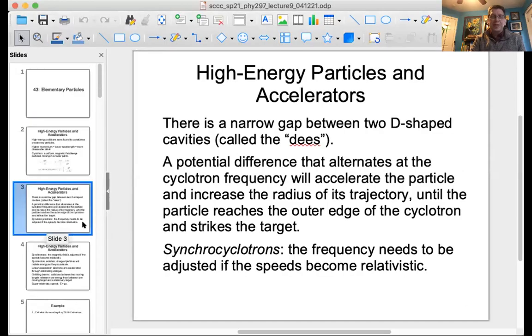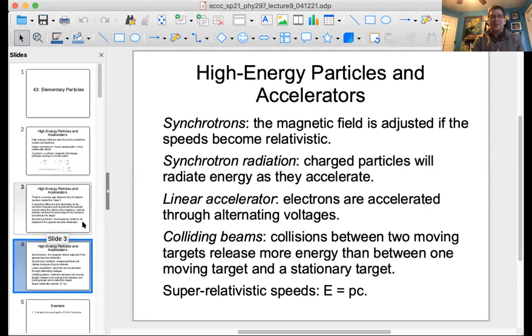And so you have what's called the synchrocyclotron. I think I said cyclosynchrotron. It was the wrong way. Synchrocyclotrons. And so, you have synchrotrons, so you have to adjust either the frequency or adjust the magnetic field if the speeds become relativistic. Again, the cyclotron frequency is no longer constant if the speeds are relativistic. You have that multiplying factor gamma that you need to take into consideration.